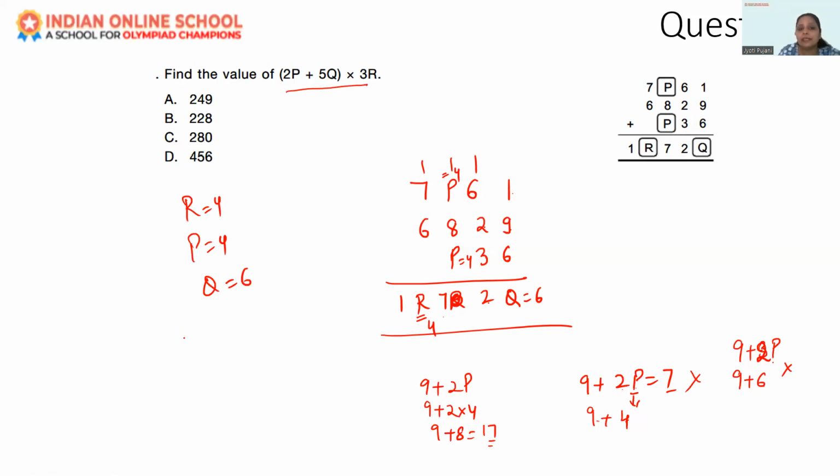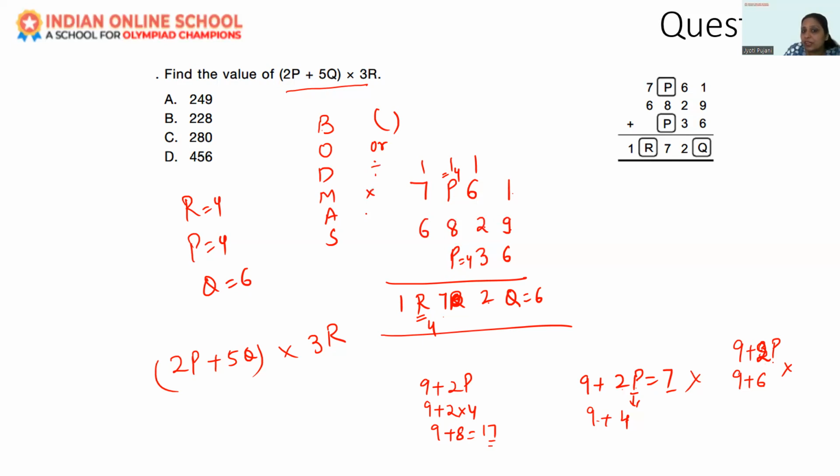Now we have to find 2P plus 5Q into 3R. We won't put that directly. We know the BODMAS formula. What is in the BODMAS formula? We have to use the bracket first. Bracket, then of, division, multiplication, addition, subtraction. We have to follow it. So there is a bracket, so I will open the bracket first.